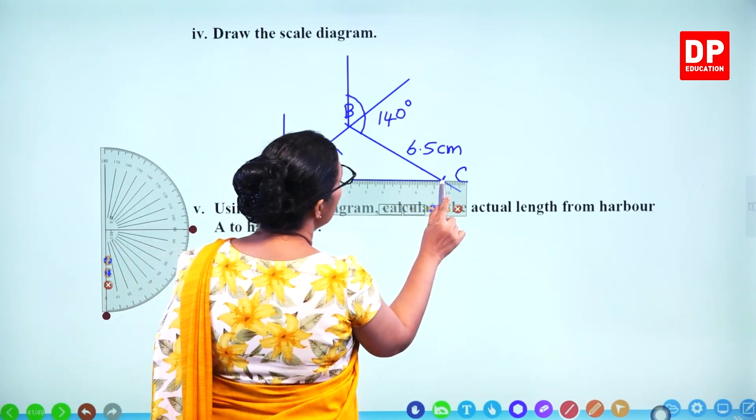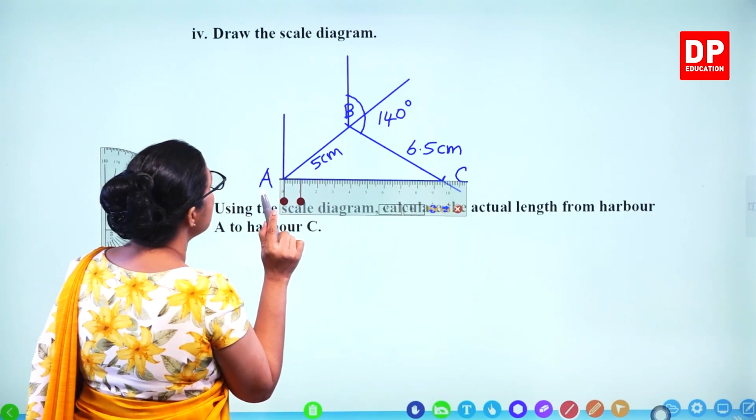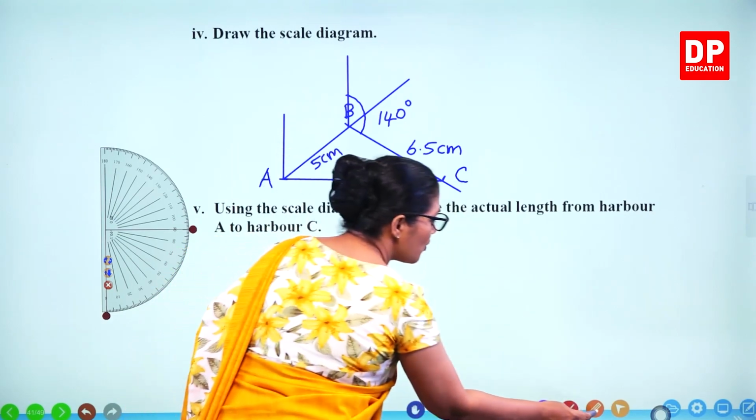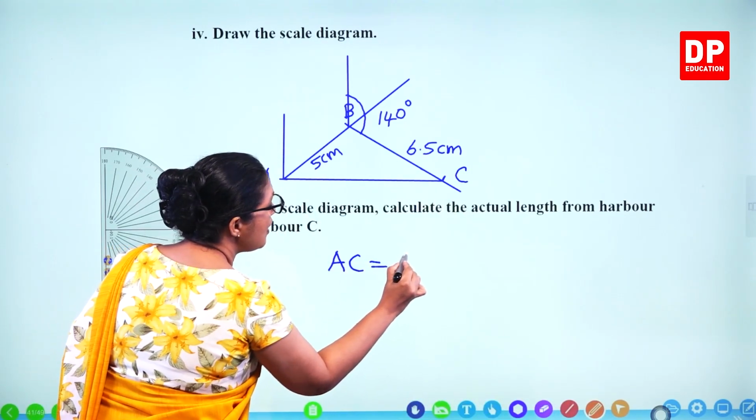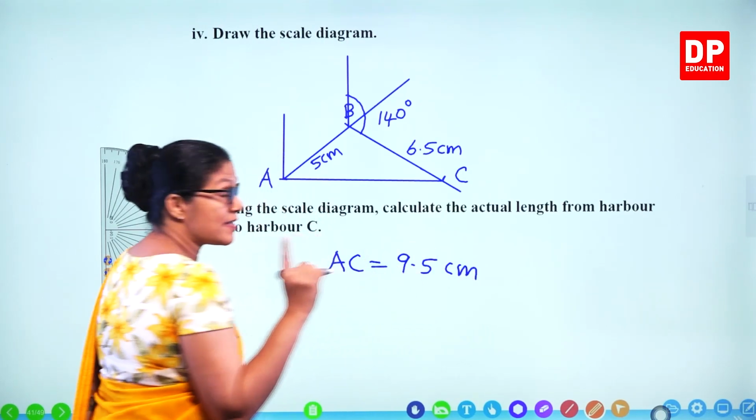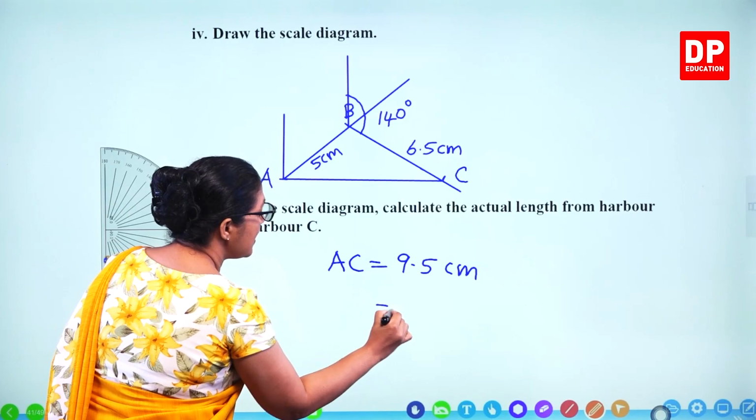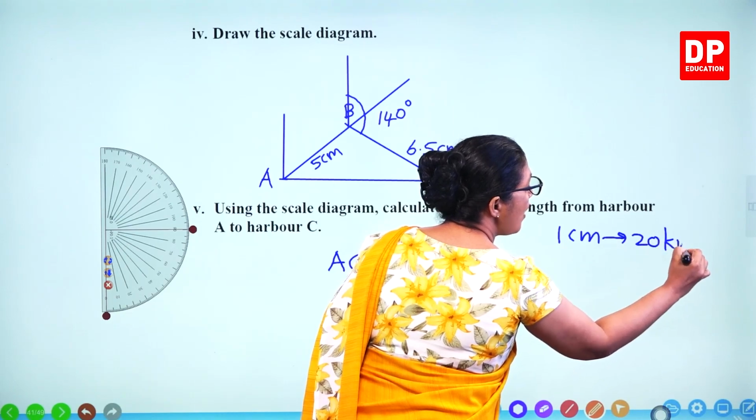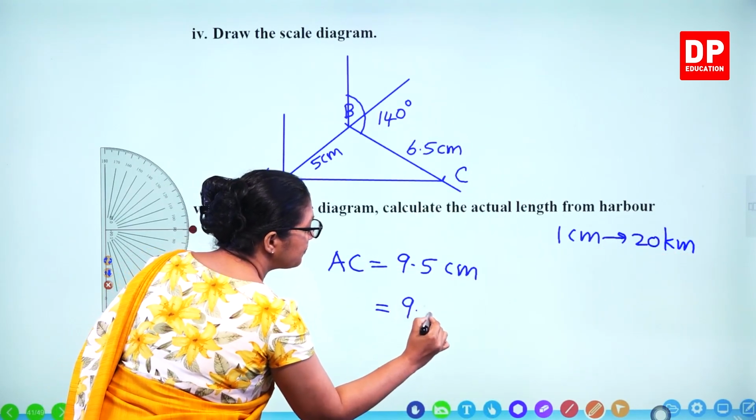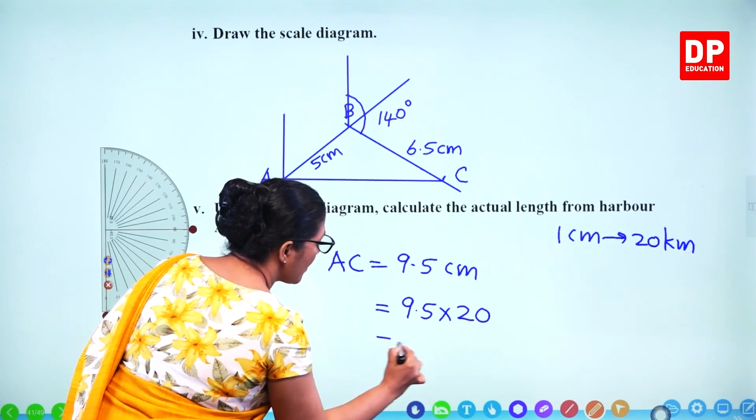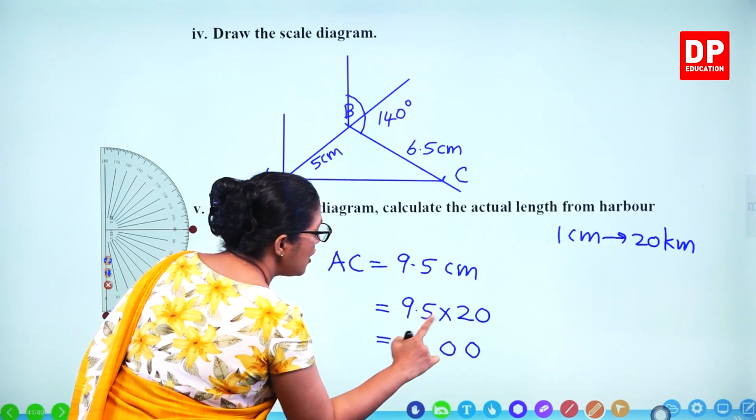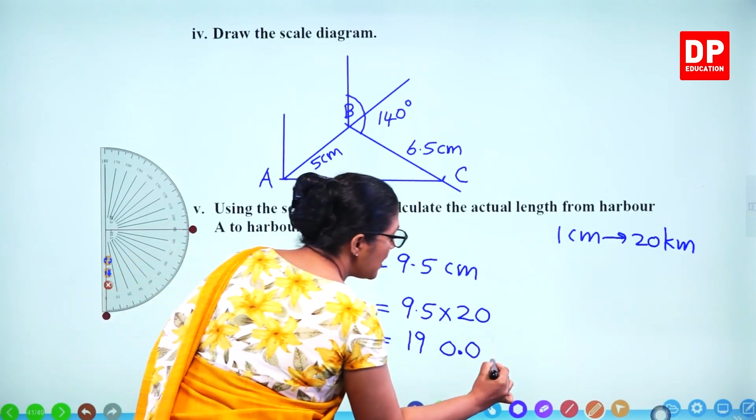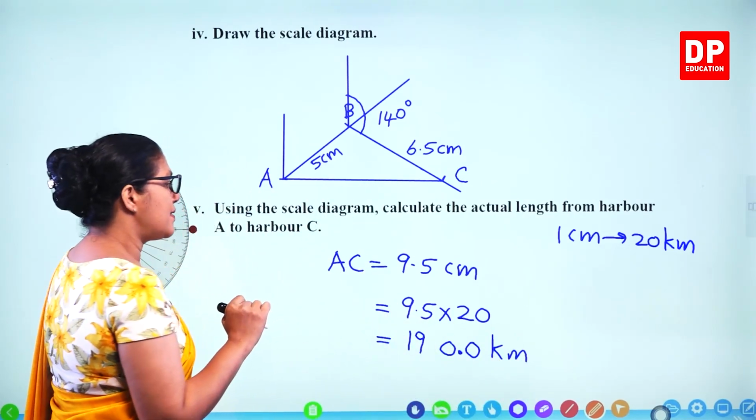So you get 9.5 centimeters. 9.5 centimeters is the length. So you can write AC is 9.5 centimeters. What's the actual length? 1 centimeter is 20 kilometers. So you have to multiply by 20. 0, 2 times 5, 10, 2 times 9, 18, plus 1, 19. So put a 0. 190 kilometers is the answer.